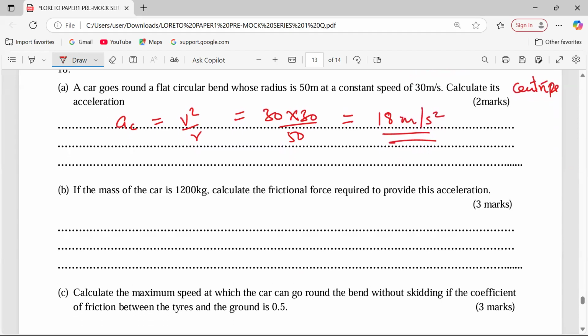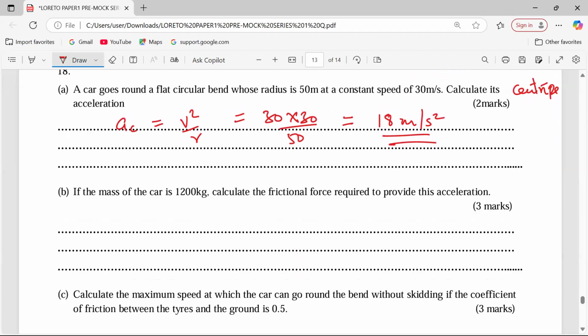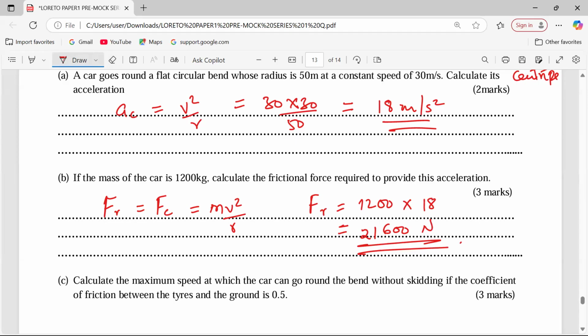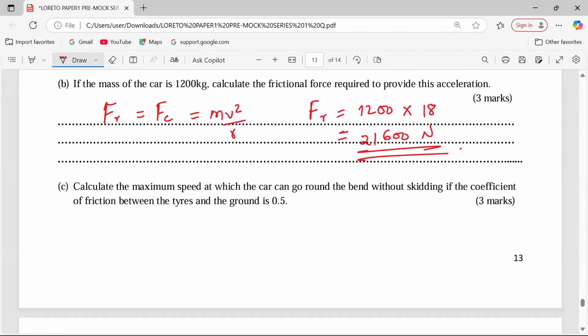If the mass of the car is 1200 kg, calculate the frictional force required to provide the acceleration. So the frictional force is the one that provides the centripetal force, and this is given by mv squared over r. Remember, v squared over r is what has already been calculated. So the frictional force, which is the centripetal force in this case, is given by m times 18, and this is going to be 21,600 Newton, according to uniform circular motion.